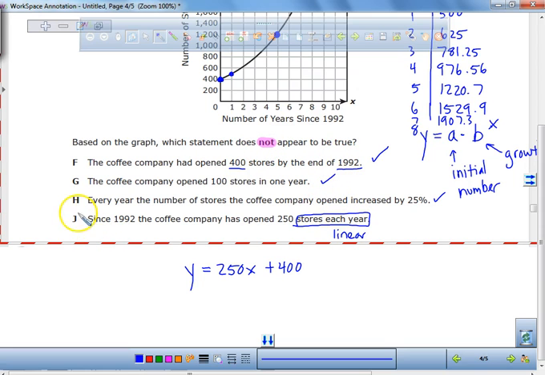All of these others are actually true. The only one that's not true is J. So what you're going to look for, if it says it's an exponential function, find something that's not true. Basically, search for the linear function. Search for the part that is showing that it's going up at a constant rate of change, not an exponential rate of change.